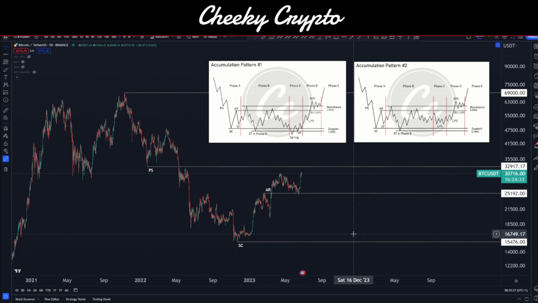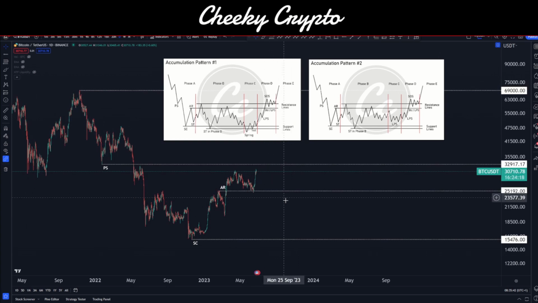Automatic rally coming in at about 25k. We retraced down towards 19.5, and now we're pushing up towards that preliminary support again, okay, and looking at 32,917 to be the resistance lines. That means that essentially we have to move down, and we're looking for a secondary test in phase B.